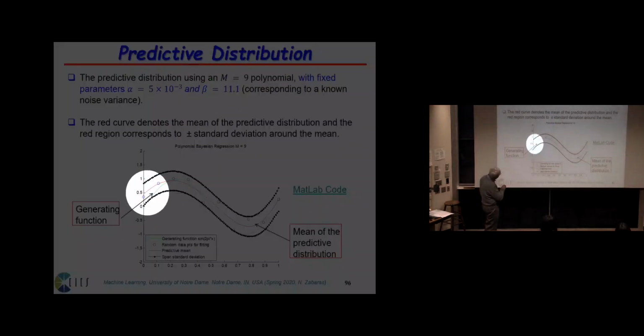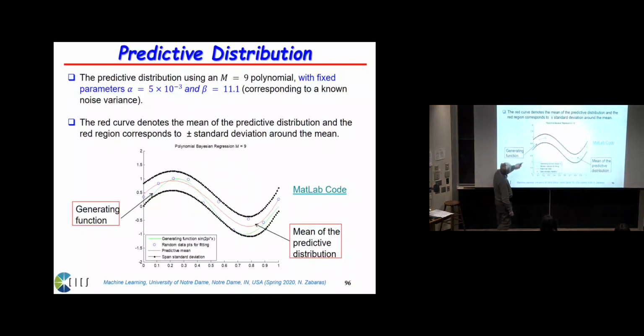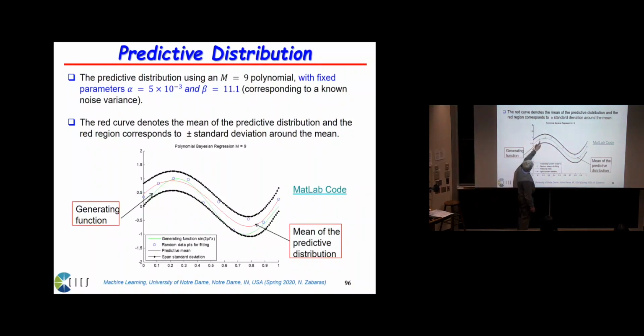What color is this other line? What color is this? Red. What is it? Red? Really, it's red? It doesn't look red to me at all. Okay, so let's call it red. So this is the mean of the predicted distribution. And what is this? This is the exact function, that in this case is a sine.